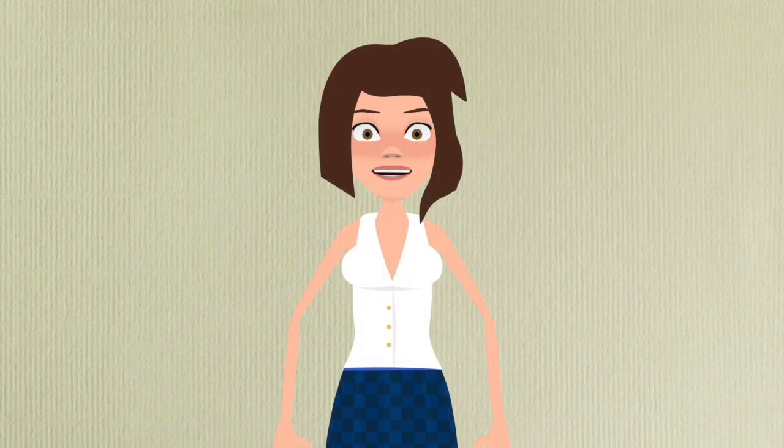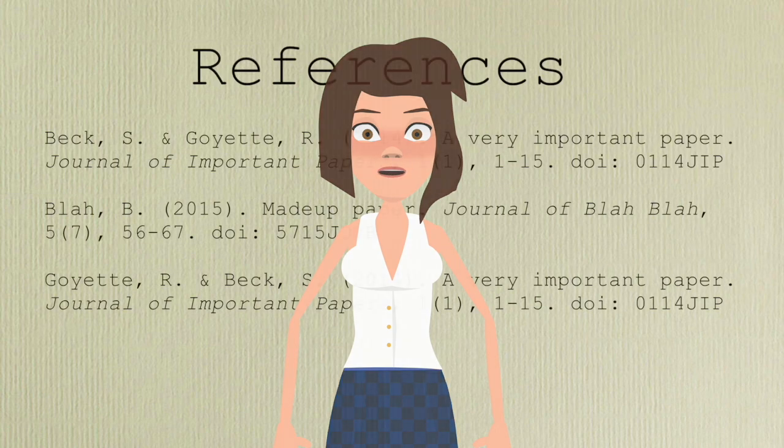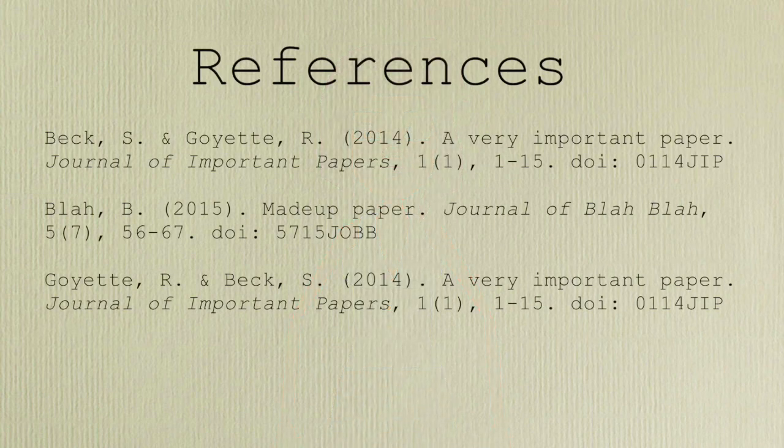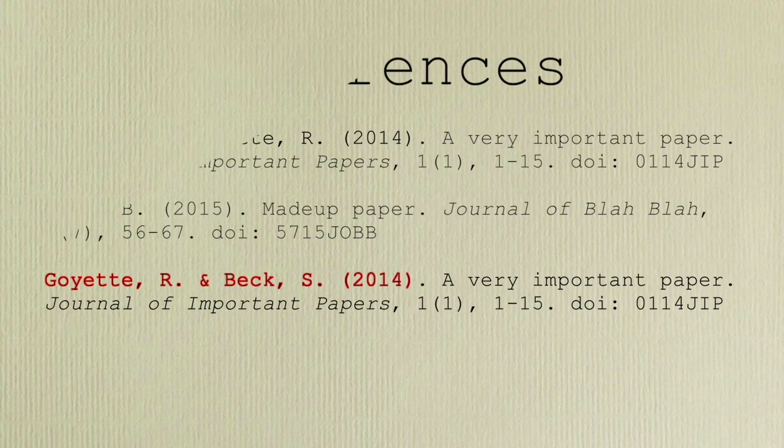It's also confusing for the reader because every citation that you put in your assignment has to have a corresponding reference on the reference page. If you change the order to Beck and Goyette, that's going to look like it might be a completely different paper. So, what to do? Keep the order the same as the authors listed when they published.